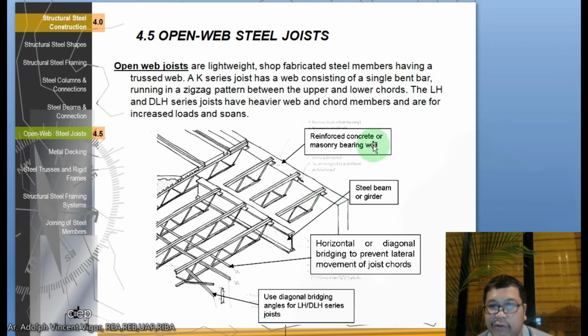So this is a reinforced concrete or masonry bearing wall. This is your steel beam or girder. This is your horizontal diagonal bridging to prevent lateral movement of joist chords. This is your diagonal bridging angles for LH and DLH series joists.